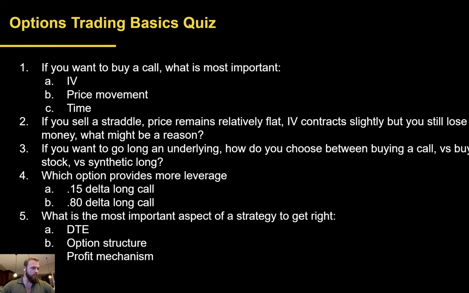So here we go. The first question says, if you want to buy a call, what is most important? We have implied volatility as option A, price movement as option B, and time as option C. Throw in the chat which letter you think is the correct answer. Is it A, B, or C? I see B. I see B again. I see B. Lauren says all but B. Okay, so I don't think I tricked anybody here.